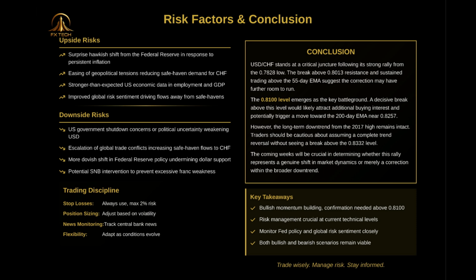Upside risks include a surprise hawkish shift from the Federal Reserve, easing of geopolitical tensions reducing safe haven demand for the franc, stronger than expected U.S. economic data, and improved global risk sentiment. Downside risks include U.S. government shutdown concerns, escalation of global trade conflicts, a more dovish Fed shift, and potential SNB intervention.